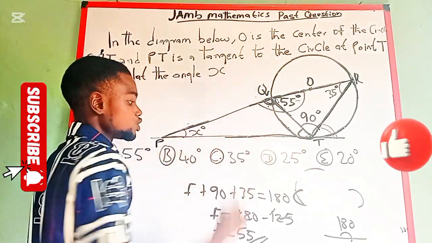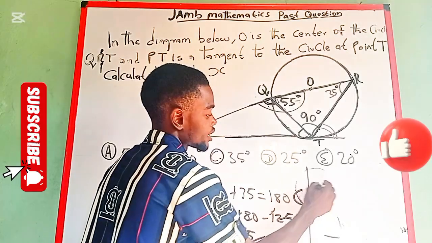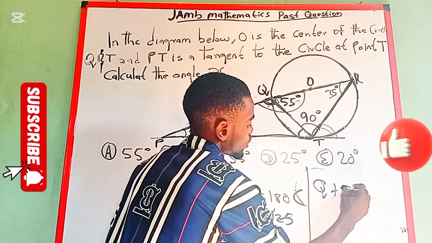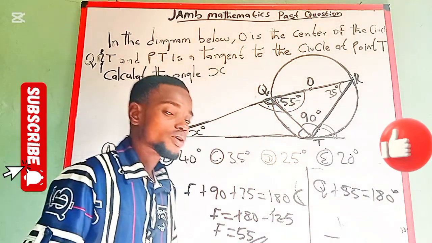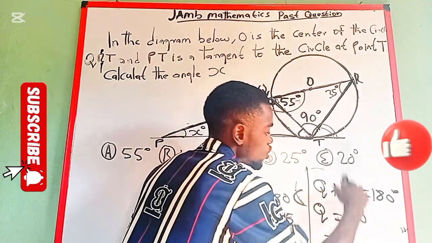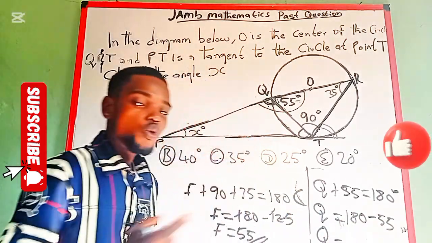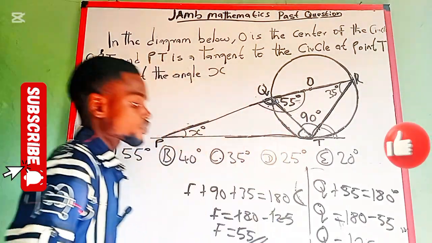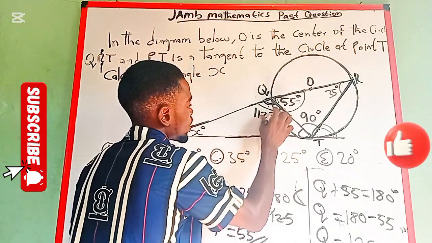So since we don't know that part, we are going to say, okay, let's use another alphabet which we can use as Q now. This place I'm calling Q, plus 55 is going to give us 180. If it's a theory question, you put in a bracket angles on a straight line. Now you have Q is equal to 180 minus 55. And now Q is equal to 180 minus 55, which is still going to give us 125. Now in this case, Q is 125, which is here 125.